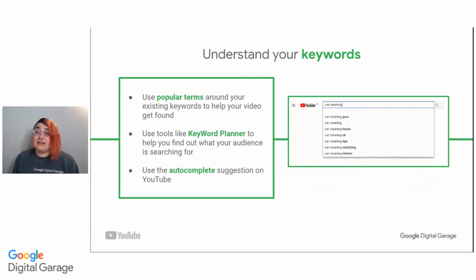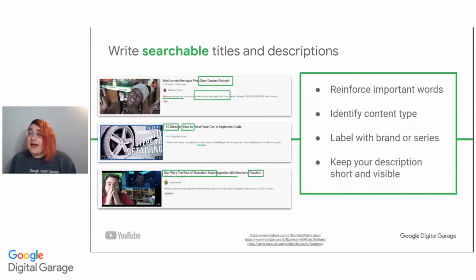Keyword Planner is a really useful tool that you can use, which is from Google Ads, that helps you identify popular keywords. Again, using these things is going to help you work out what words you should be using in your title, thumbnail, all that sort of thing. And that's why we want to think about putting those words in titles and descriptions to make them searchable.